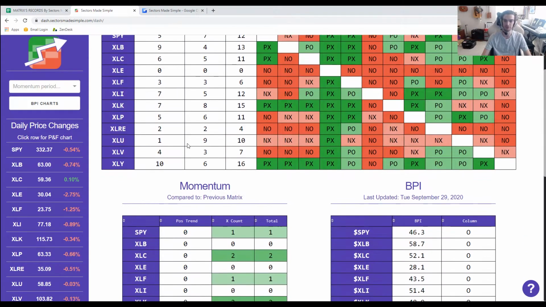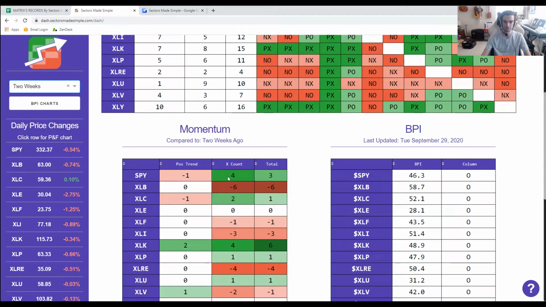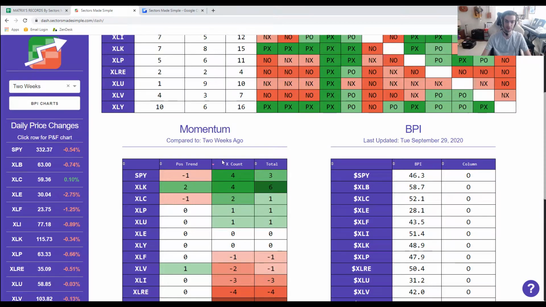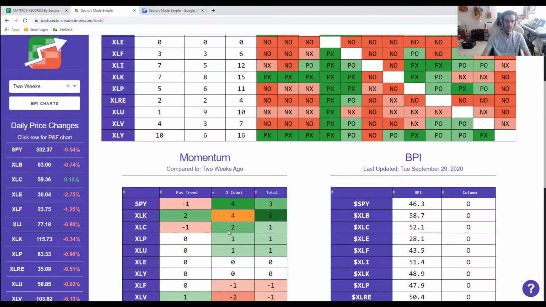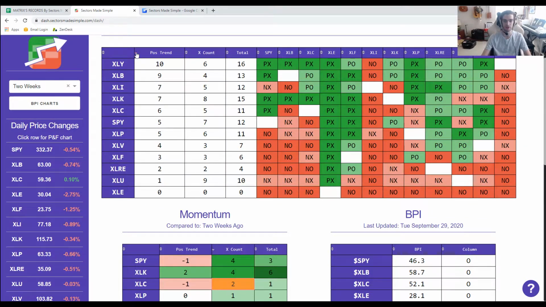But to put them very simply, we want to go to the 2-week momentum, and we want to sort by X count, because we want to find sectors that have an X count of 2 or more, which would be SPY, XLK, and XLC. And then sort here by positive trend to find sectors that have a positive trend of 5 or more. And how do we know who our winner is, our first place and second place? It's the ones that have the highest X count.